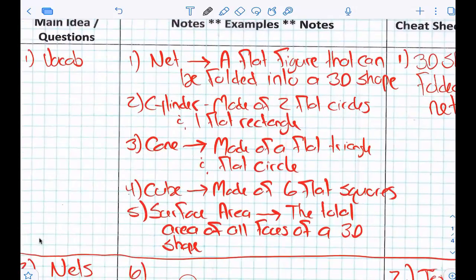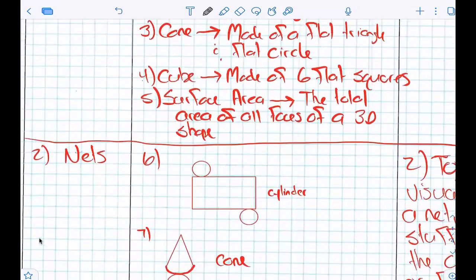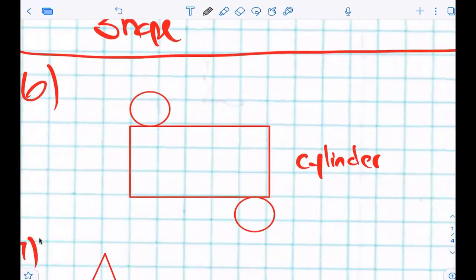Net. A net is a figure that is flattened. But if you took the flattened figure and you shaped it and folded it, you could make it into a 3D shape, right? Yes. Okay, talk about that in a second. Cylinder, cone, cube. We're going to go down here and look at them. This is a net. Yes? Yes. It is a flattened what?